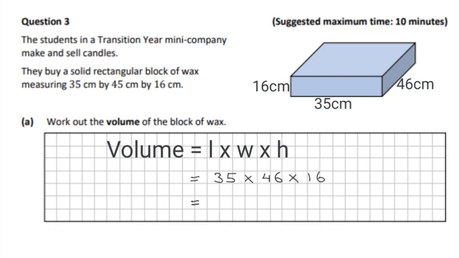So when you multiply them all out, we're going to get 25,200, and then we're going to get centimeters. As it's 3 dimensions, it will be cubed.